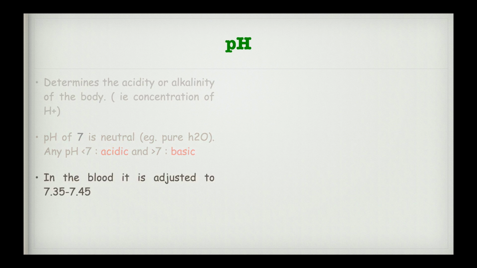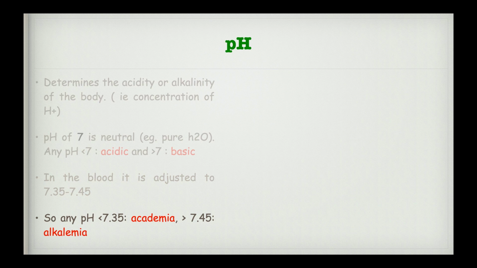Now, in the blood, the pH is adjusted to between 7.35 and 7.45. This is the normal pH of the human body. So any pH which is less than 7.35 is termed as acidemia, and any pH more than 7.45 is termed alkalemia.